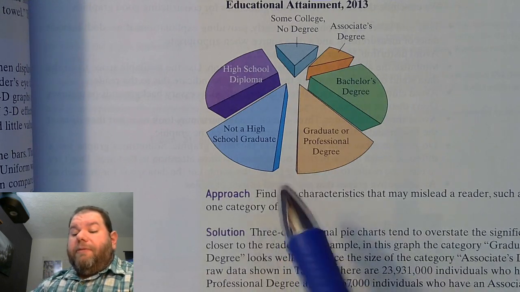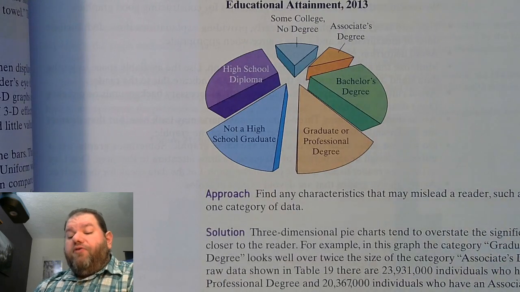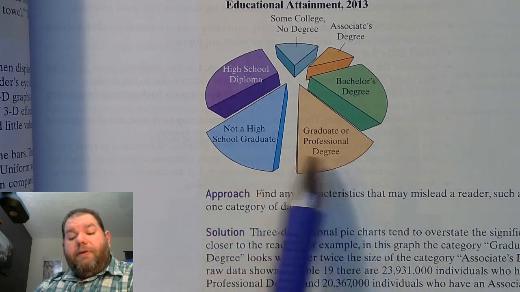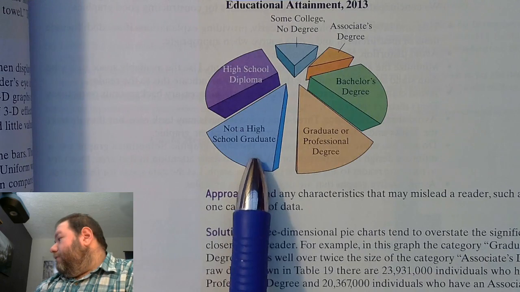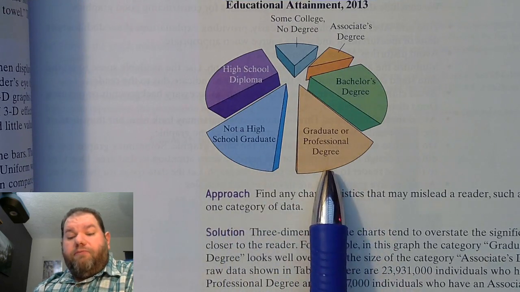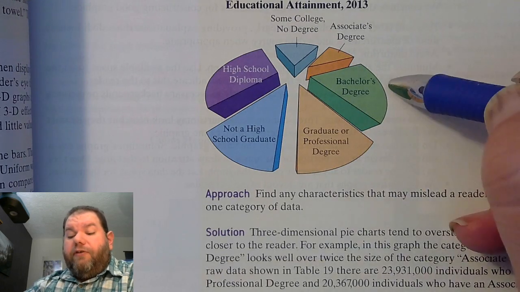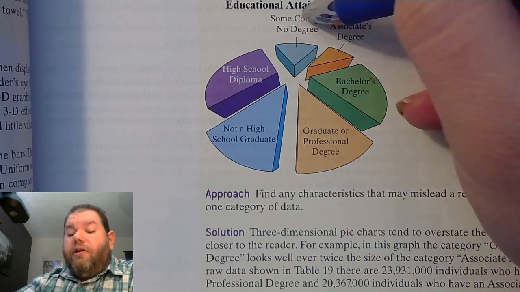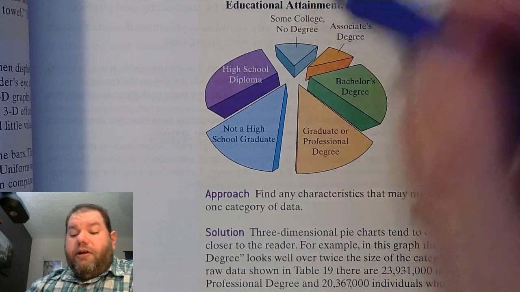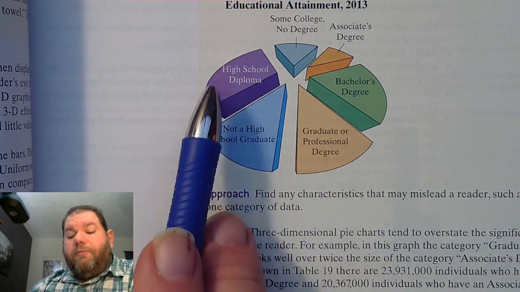And you say, okay, we're talking about educational attainment in the year 2013. Visually, it looks like these are the two biggest pie pieces right here, which is people that are not high school graduates or people that have graduate or professional degrees. Okay? And then we have bachelor's degrees, associate degrees, some college but no degree, and then a high school diploma.